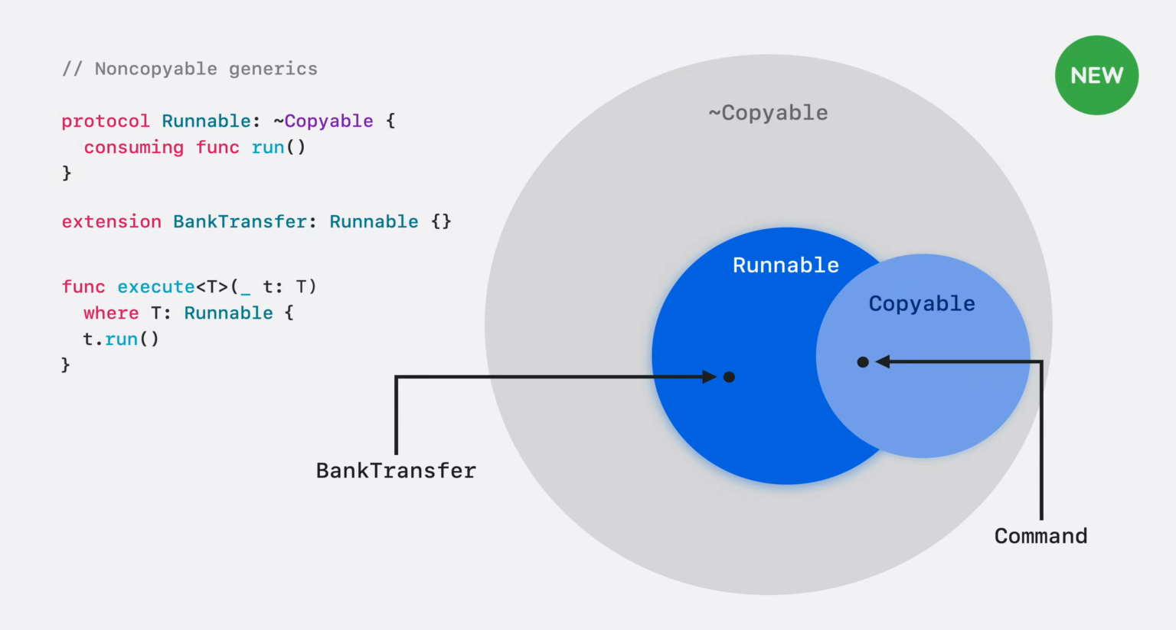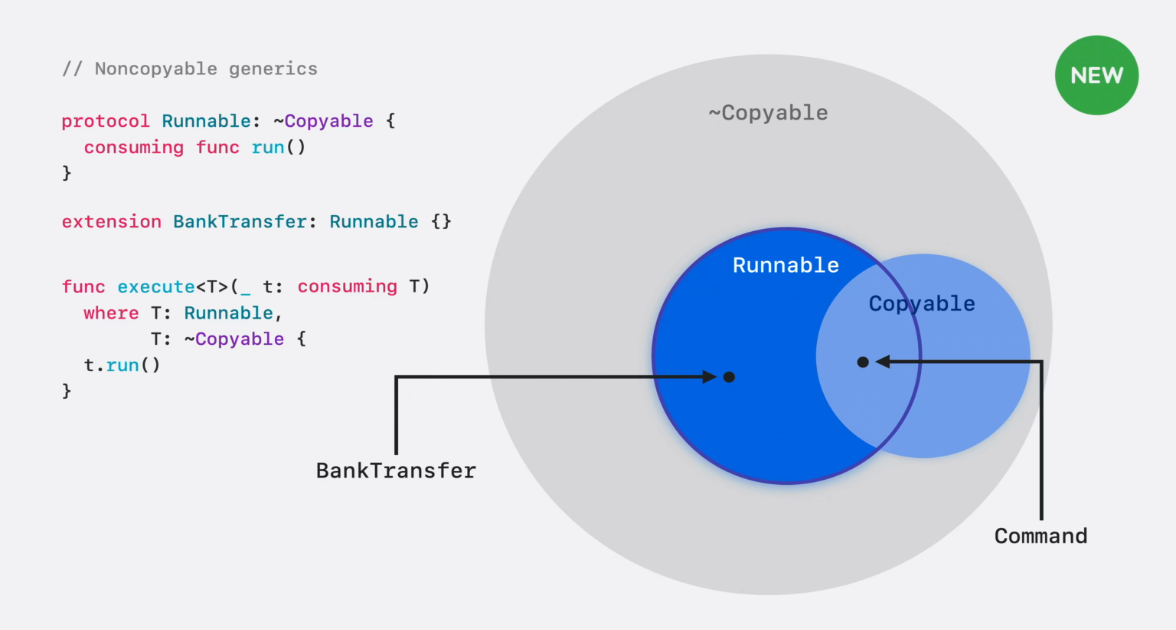Let's revisit our generic function execute. There's still a default constraint on generic parameter T. So only types like Command that are both Runnable and Copyable are permitted in execute. Let's remove the Copyable constraint from T using ~Copyable. Removing the constraint broadens the types permitted to all types that are Runnable.